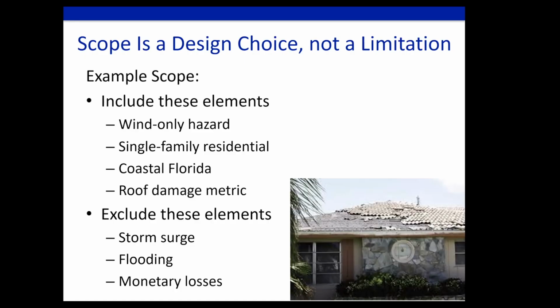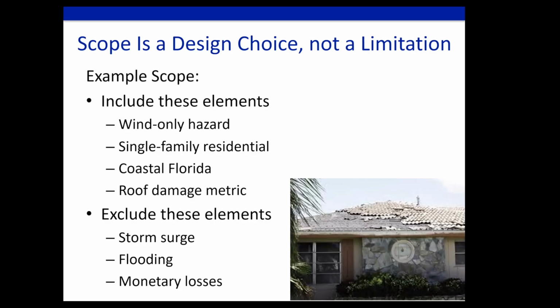Then I have an explicit discussion about what to exclude. I'm not doing storm surge. I'm not doing flooding. I'm not interested in monetary losses. I want physical damage losses, right? Things that I'm leaving out of this list could be, are we going to look at interior damage?